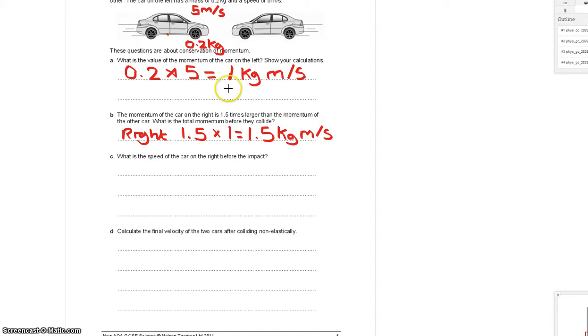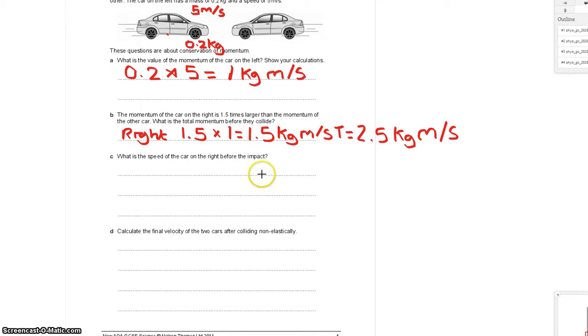So we know the total momentum before they collide is the momentum of this one here, which is 1 kilogram meter per second, plus the momentum of this one here, which is 1.5 kilogram meters per second. If I simply add those two together, 1 plus 1.5, you don't even need to really calculate that, you know it's 2.5. So the total momentum before they collide is 2.5 kilogram meters per second. I'm just going to call that T, the total over there.